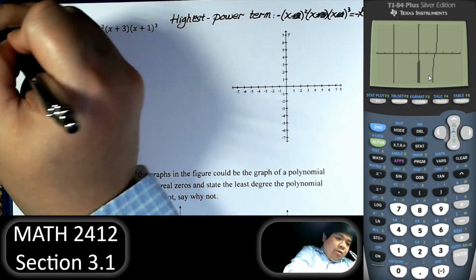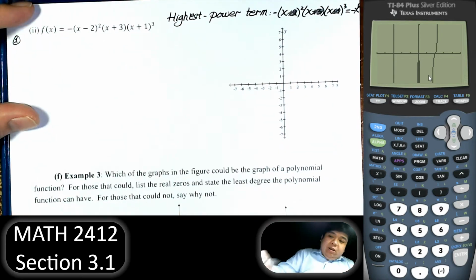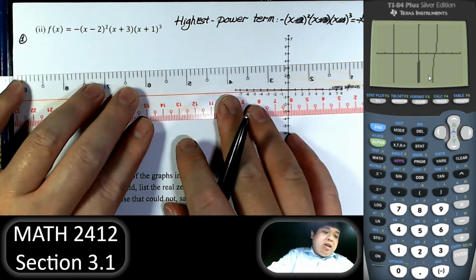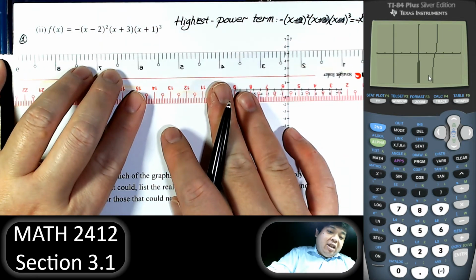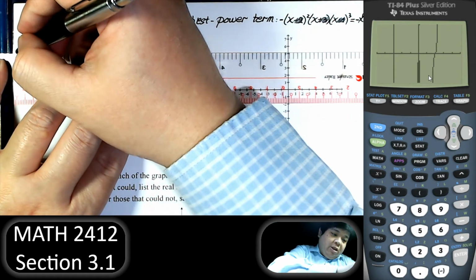Right. First, the zeros, multiplicity, and the behavior near the x-axis. So that's what we do first.